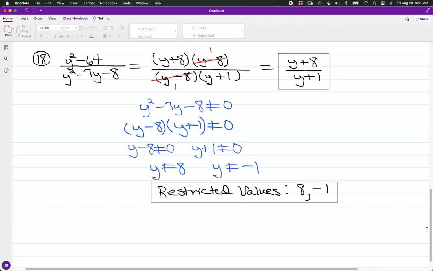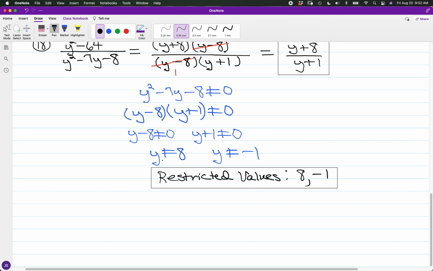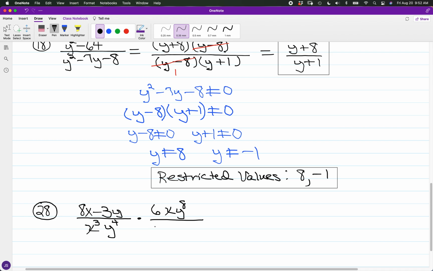Now, in the case of operations, some of you might have had encounters with cross multiplication between fractions. And for the next item, we have such a potential case. For 28, we're doing more than just factoring. We're looking at multiplying ratios together. The first ratio is the fraction 8x minus 3y over x cubed y to the fourth, times the second fraction, which is 6x y to the eighth, all over 24x minus 9y.